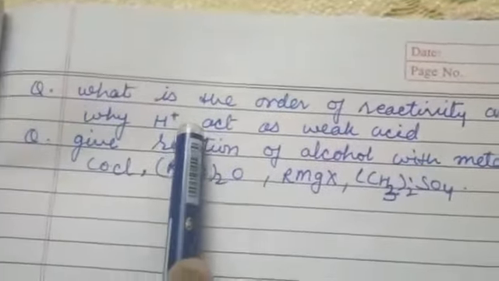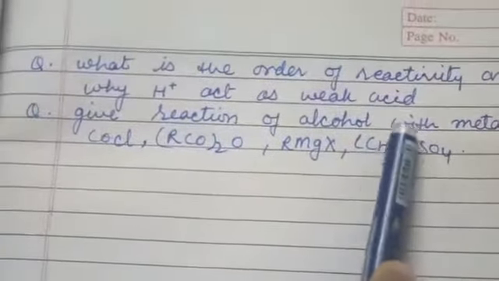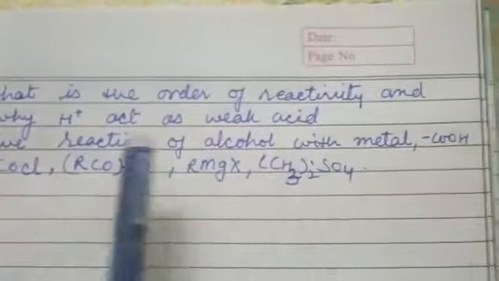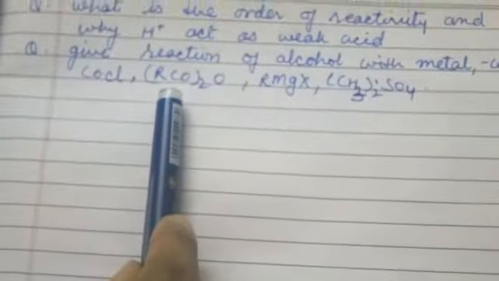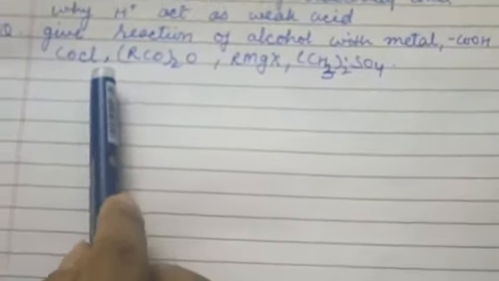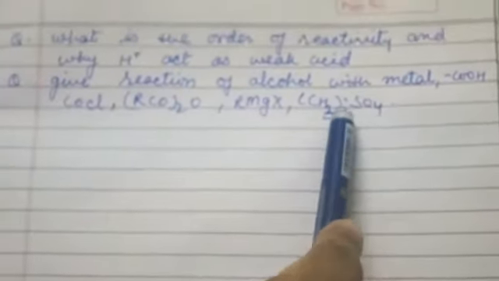So my question for today is: what is the order of reactivity? Why does the H ion act as a weak acid? Give the reaction of alcohol with metal, carboxylic acid, and acid anhydride, Grignard reagent and dimethyl sulfate.